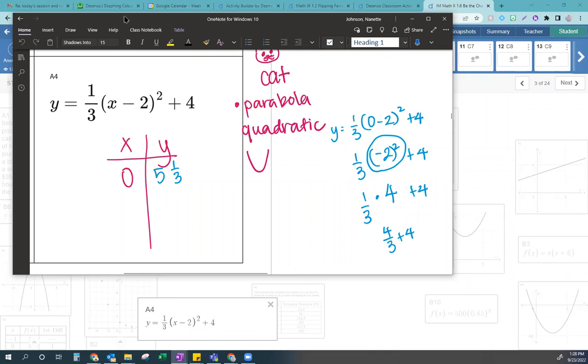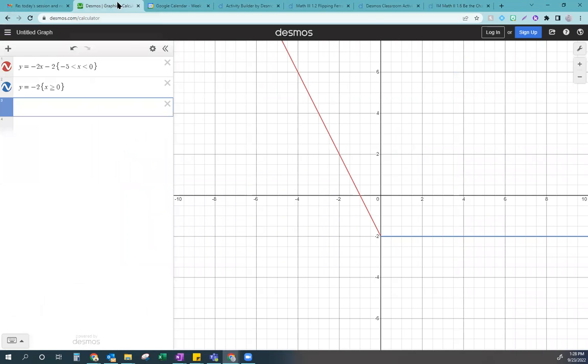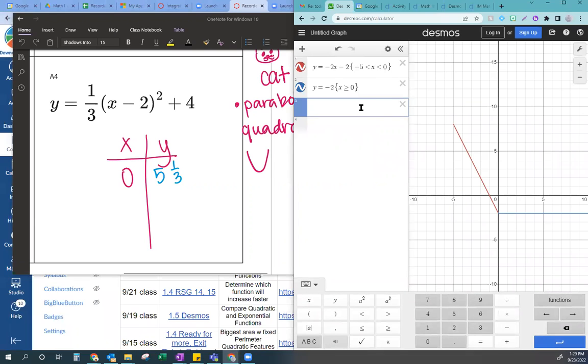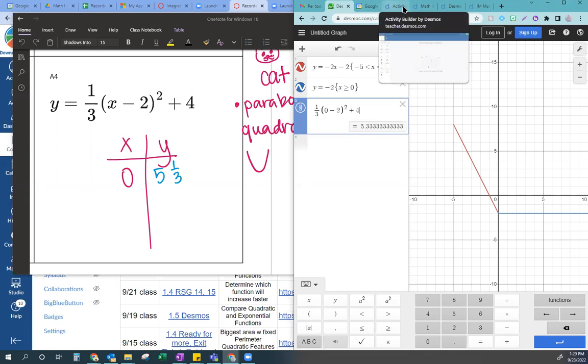Use my best friend Desmos to plug in. Actually, I will do that right here, just so that you guys can all see my math. So I think I did 1/3 of (0 minus 2) squared plus 4. So it is 5 1/3, and that's okay. I don't need it to be perfect. I just am looking for a couple values.